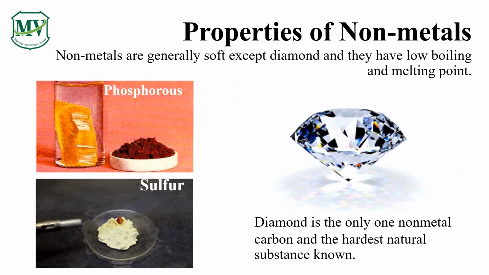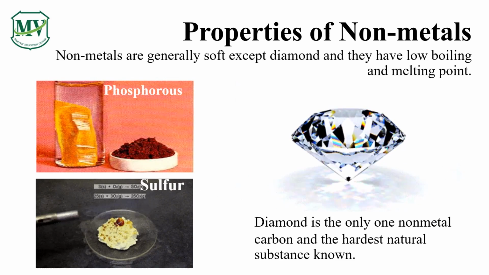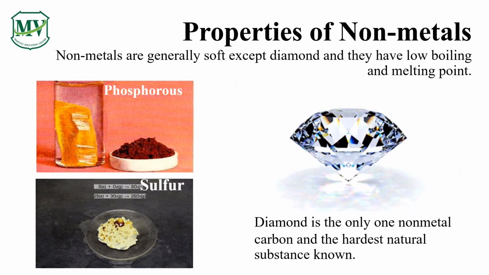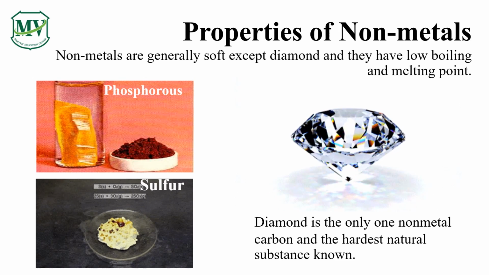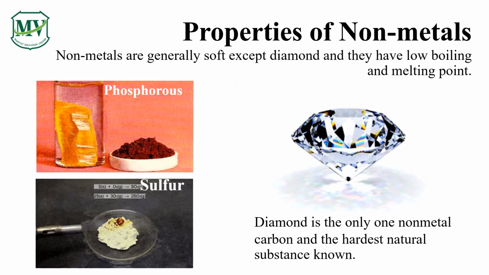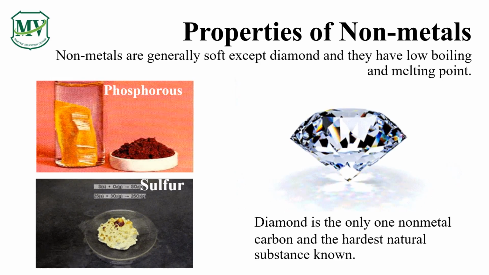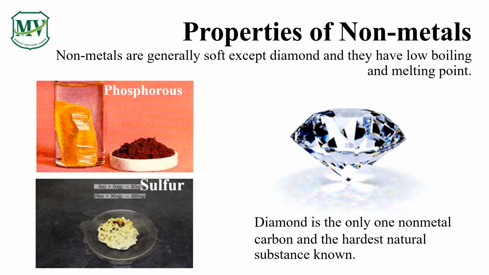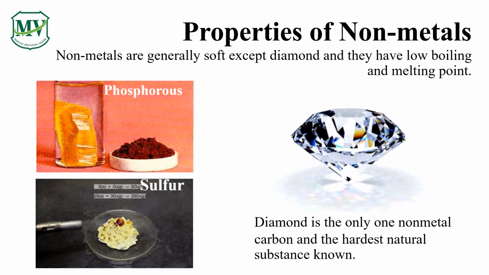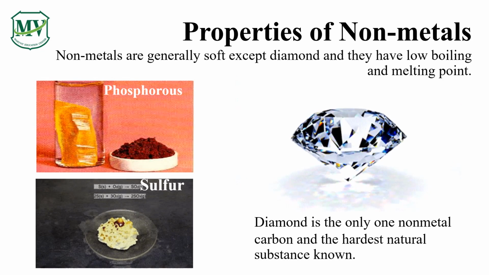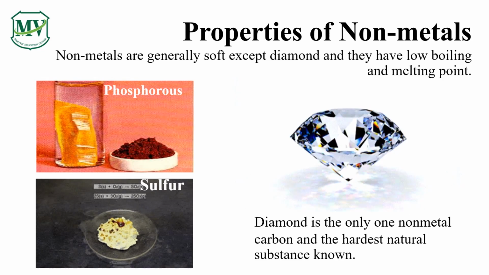Most of the solid nonmetals are soft. For example, sulfur and phosphorus, except diamond. Diamond is the only nonmetal carbon that is hard. In fact, diamond is the hardest natural substance known. Sulfur has low melting and boiling point, while diamond has high.